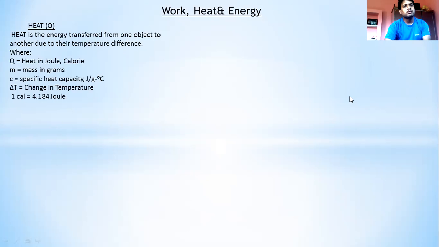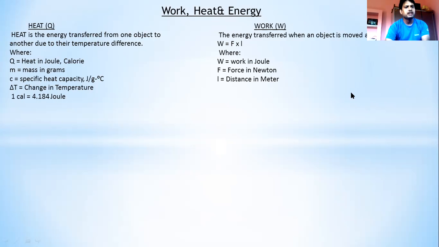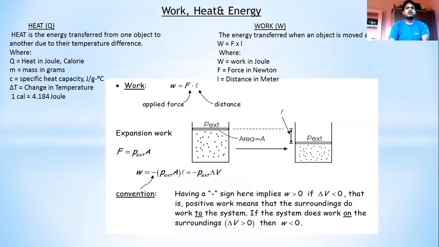Before moving to the first law of thermodynamics, we should know what is work and what is heat. Heat is the energy transferred from one object to another due to the change in temperature. Q equals heat in joule, M equals mass, C equals specific heat capacity, and delta is the change in temperature. We can write Q equals M into C into dT. Amount of heat change, that is Q equals M into C into dT.